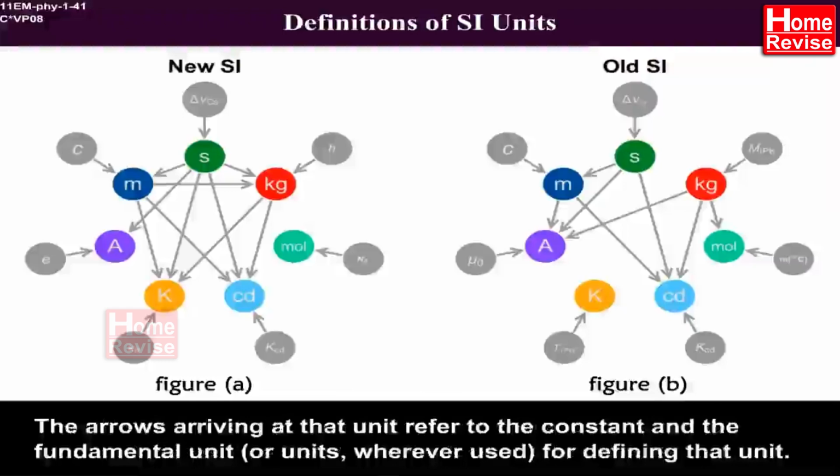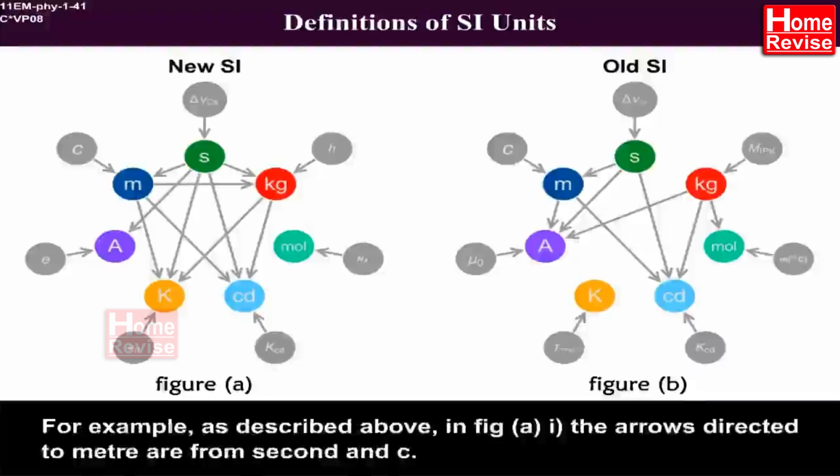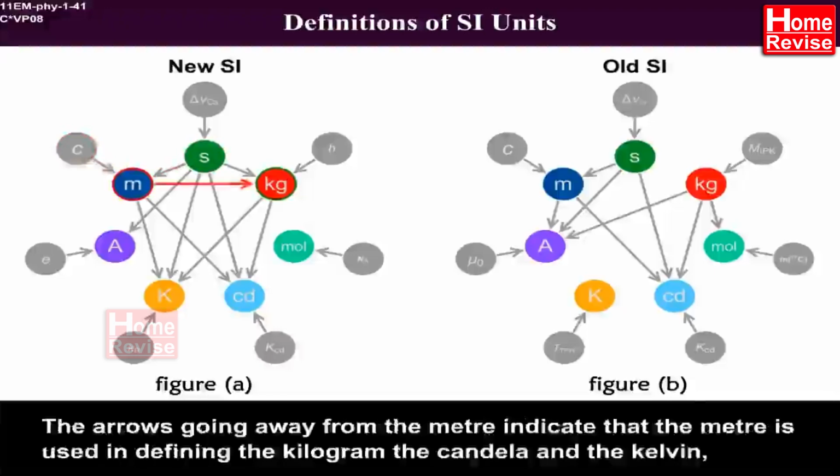4. The figures show the dependency of various units upon their respective constants and other units, wherever used. The arrows arriving at that unit refer to the constant and the fundamental unit or units wherever used for defining that unit. The arrows going away from a unit indicate other units which use this unit for their definition. For example, as described above, in figure A1, the arrows directed to meter are from second and c.